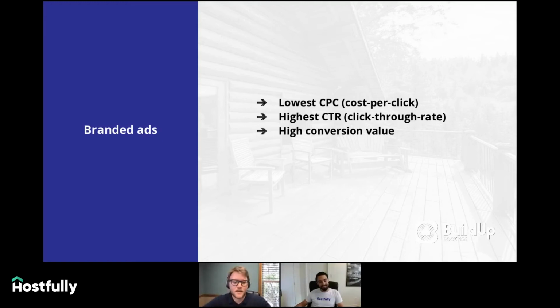And look, listing sites give you guys a ton of bookings. Definitely, very rarely do I ever suggest pulling off of listing sites. But if a guest is intentionally coming off a listing site and searching for you directly, be there. Be there with this branded search campaign.